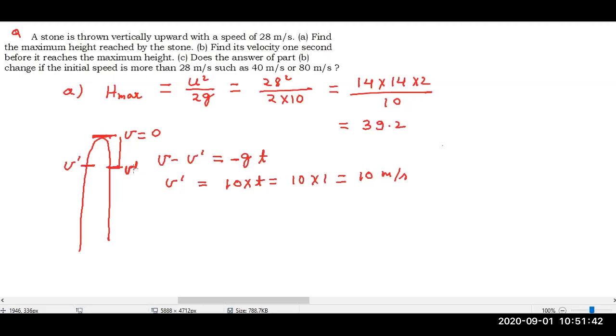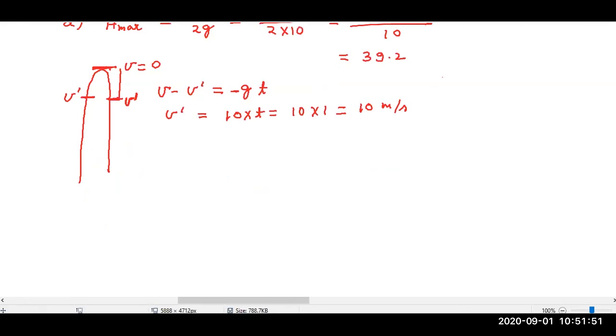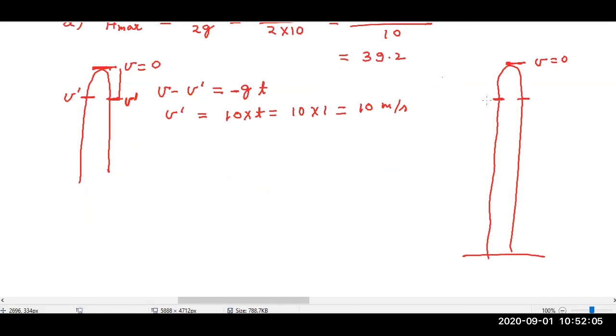Now, does the answer of part B change if the initial speed is more than 28? Suppose it is 40. What will happen is that the object will go to a larger height, because the speed is more. But at the highest point, again its velocity will be 0. And 1 second before the highest point, again its velocity is going to be the same.